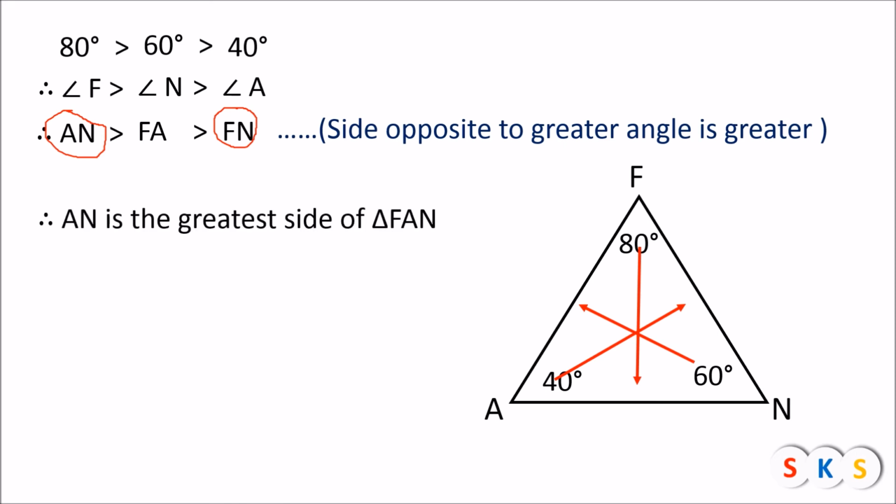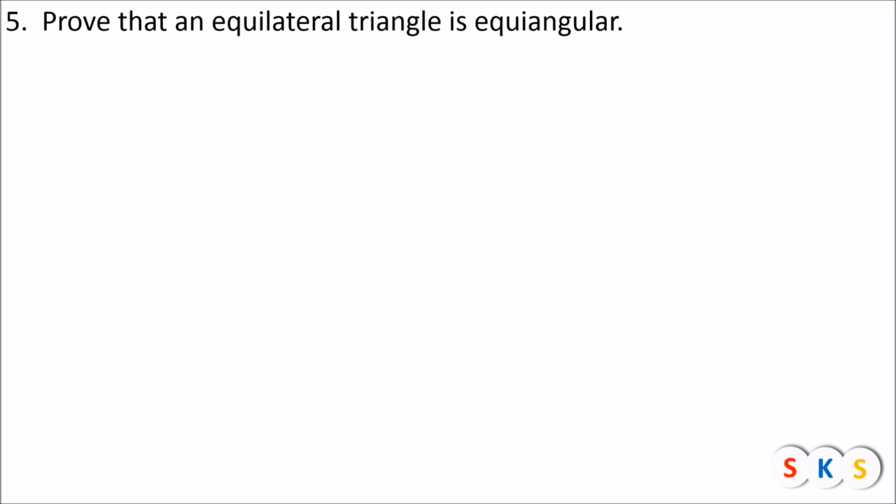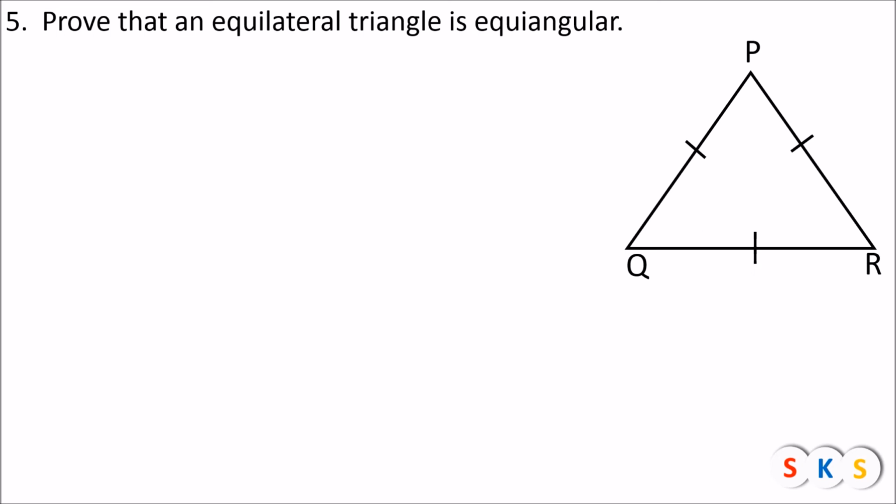Now here we have the next question. Show that an equilateral triangle is equiangular. What is given here? The triangle is equilateral and we have to prove it is an equiangular triangle. You can see here we have a triangle PQR. It is an equilateral triangle. Equilateral triangle means a triangle having all three sides equal. So you can see that all sides have got the same mark in this figure.